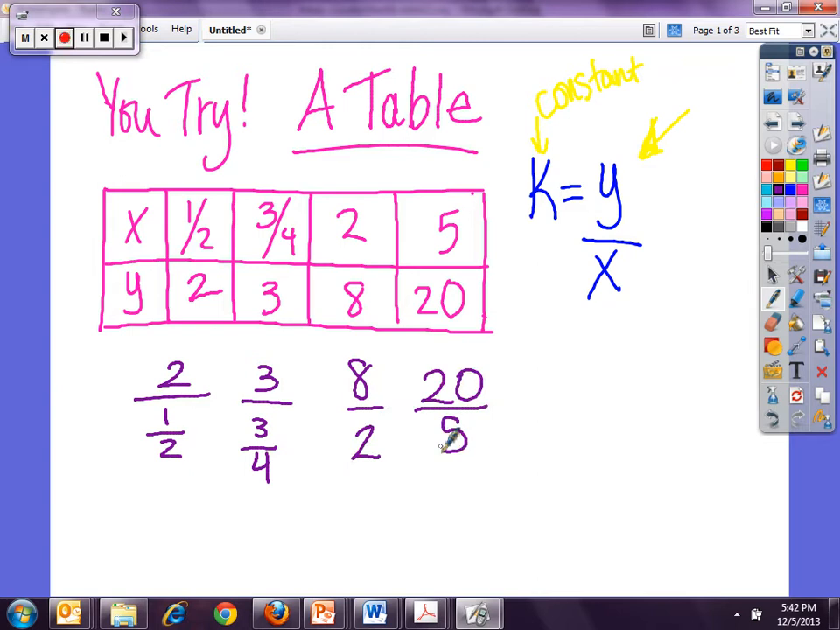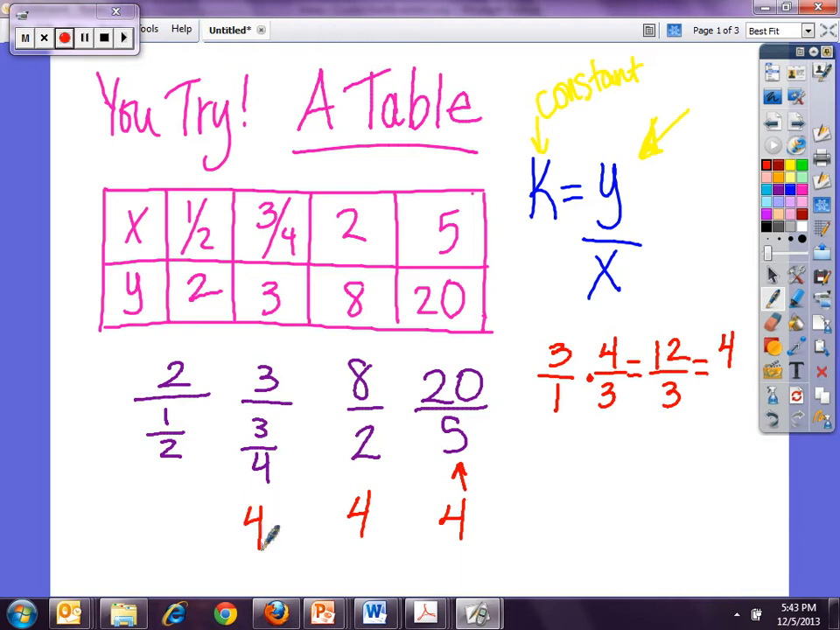Okay, I'm going to start down here doing the easier ones because yes, the fractions look scary. 20 divided by 5 is 4. 8 divided by 2 is 4. Okay, so now let's look at what happens when I am dividing a fraction. I actually multiply it by its reciprocal. So that's essentially 3 over 1 times 4 over 3. So that would give me 12 over 3, which would reduce to 4. Okay, so I get 4.